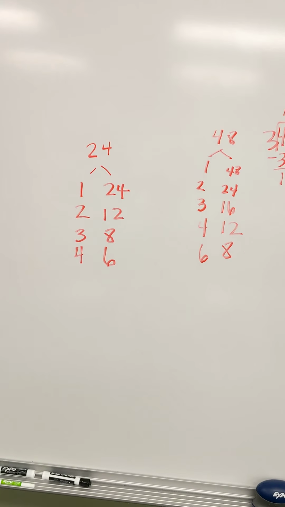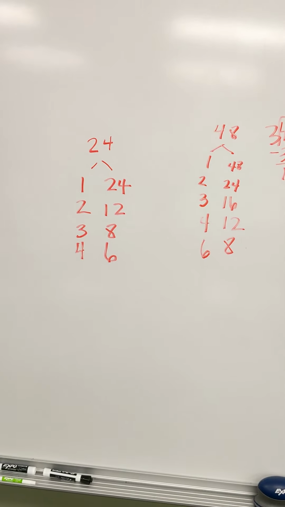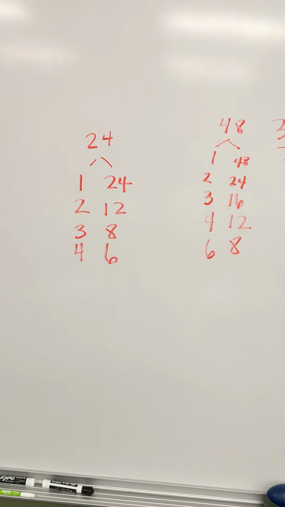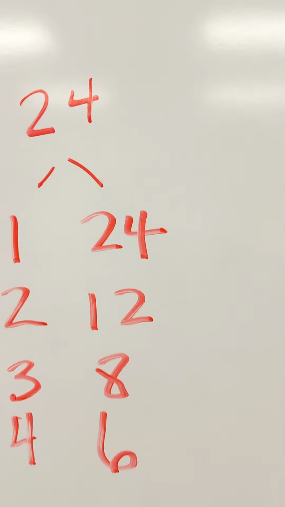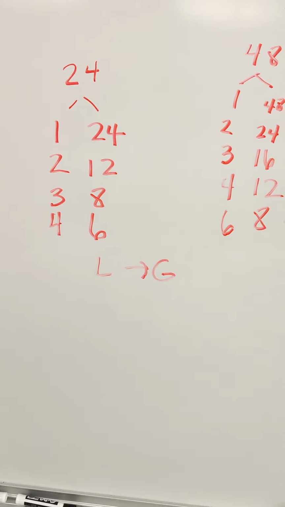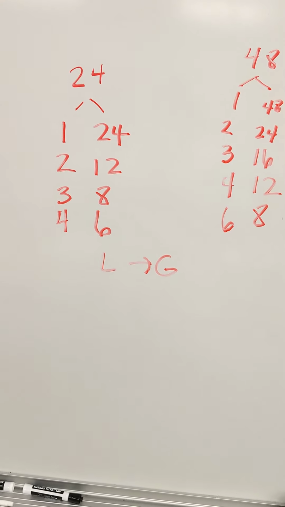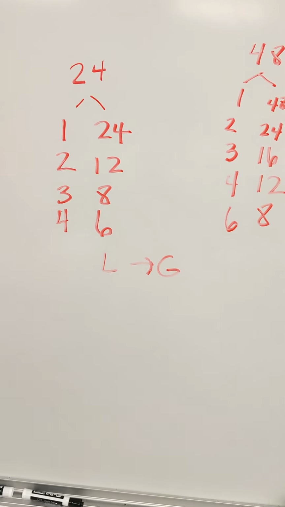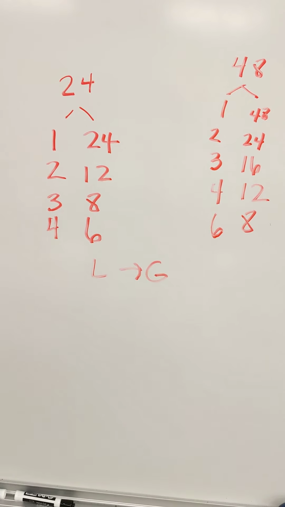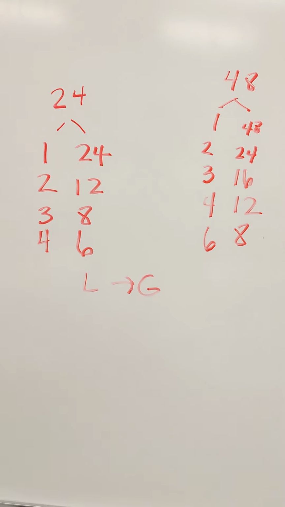And I am going to start finding things that they have in common, and I'm going to list them out in order from least to greatest. It's always from least to greatest. Okay, so here we go. The first ones they have in common are 1, 2, 3, and 4. They also have 6. See how on the other side they have 6. They have 8, they have 12, and they have 24.